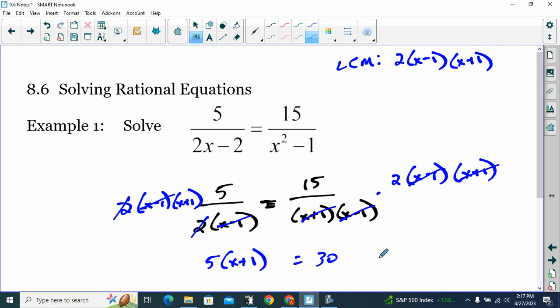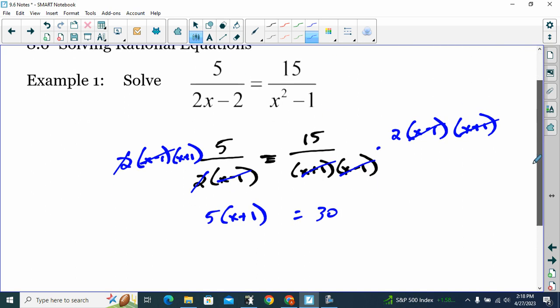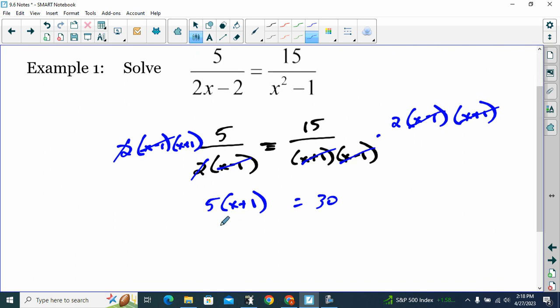Notice once we get down to here, this is a very easy linear equation to solve. Notice if we had done what we had talked about previously where we cross multiplied, I get 5x squared. I get a quadratic equation. Quadratics are a little bit more difficult to solve than linear equations. Anyway, distribute your 5 and finish solving. I get x equals 5.